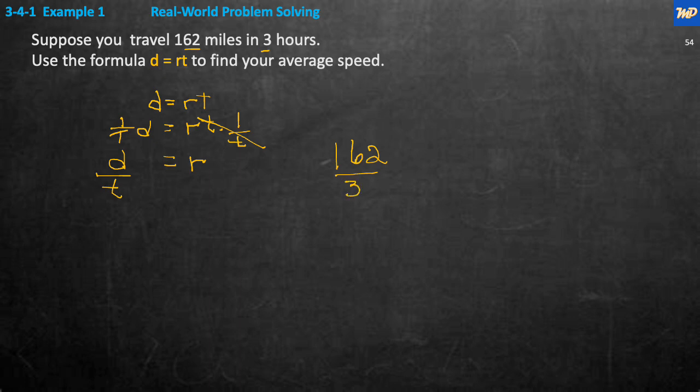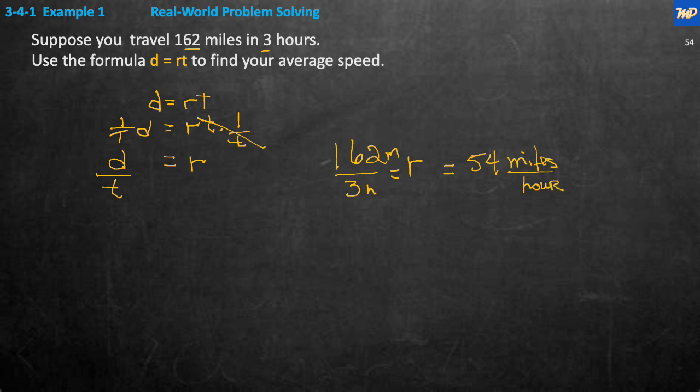and that is equal to R. And what is the R? If we take 162 miles divided by 3 hours, we're going to have an answer that is equal to 54 miles per hour.